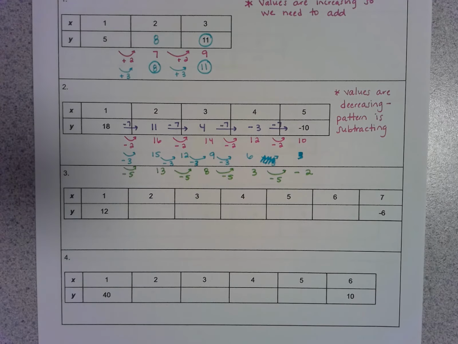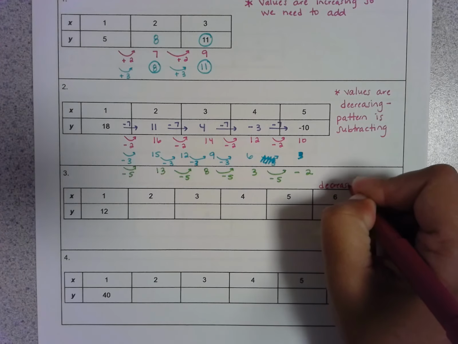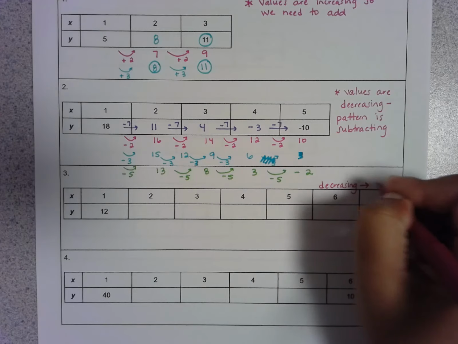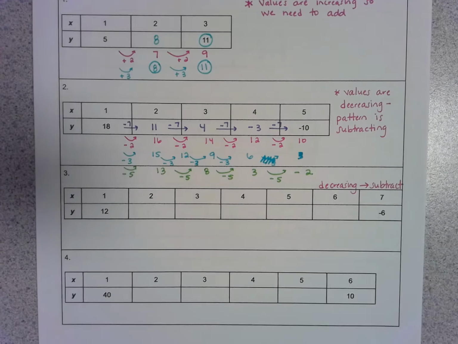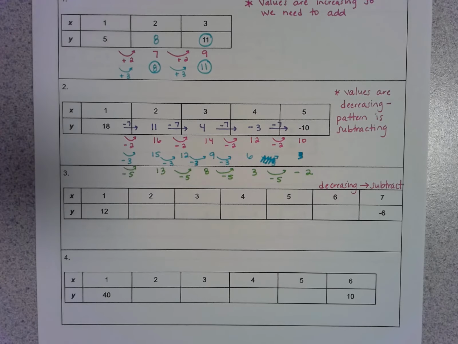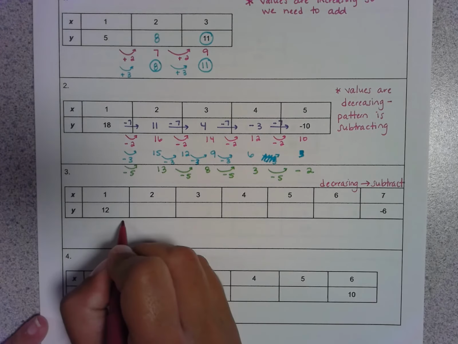Let's try number 3. So we're going from 12 to -6. Because the numbers are decreasing, I'm going to use subtraction to try to figure out this pattern. So from 12 to -6, I'm definitely going to be subtracting. Let's start with maybe 2.